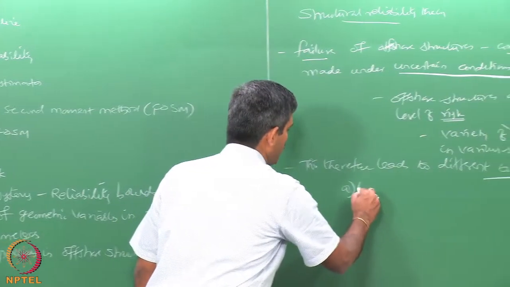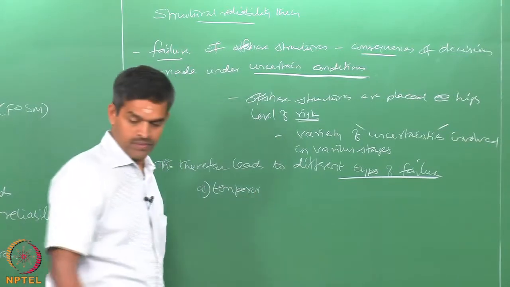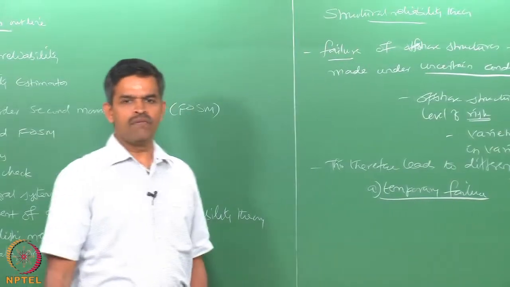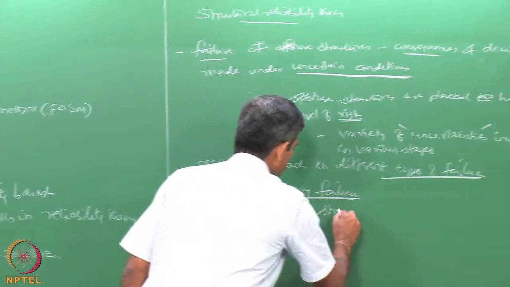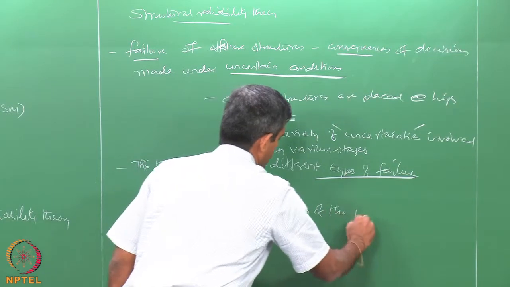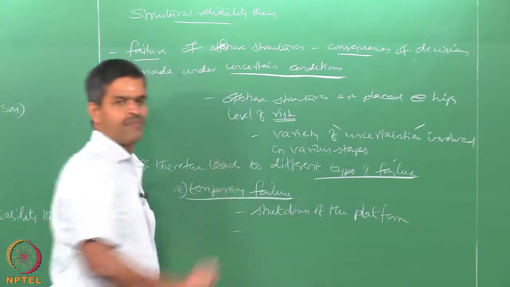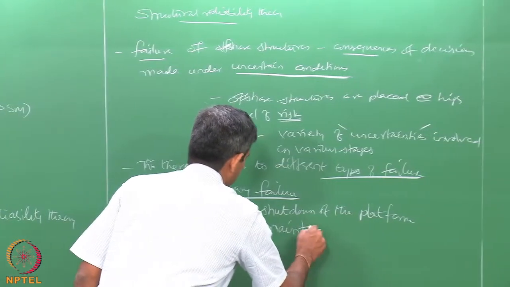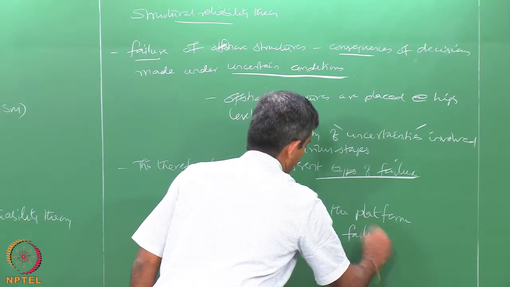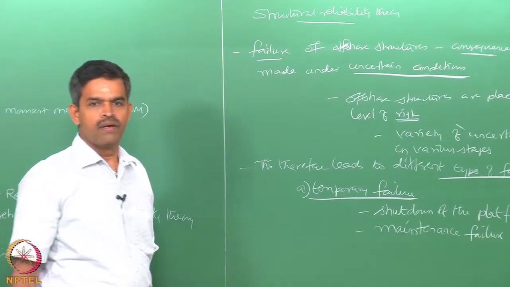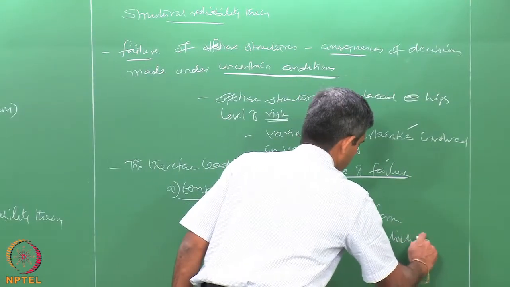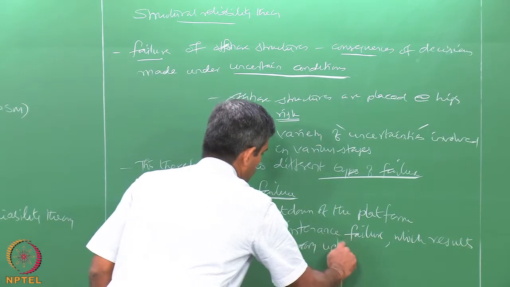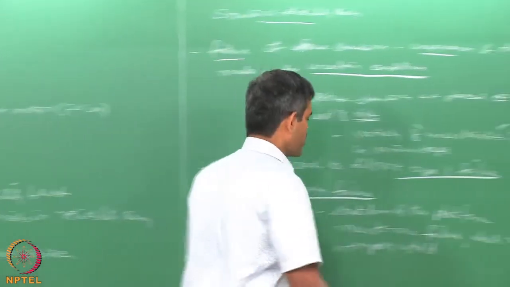One we can call as temporary failure, where we say it can result in shutdown of a platform, can also cause some maintenance failure, which is also of course temporary, which results in temporary uphold of the gas production.